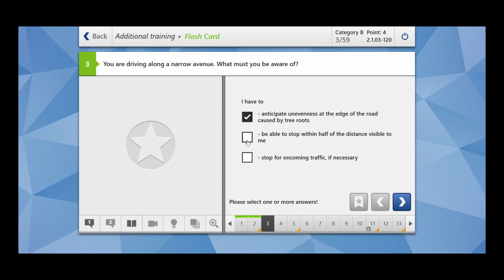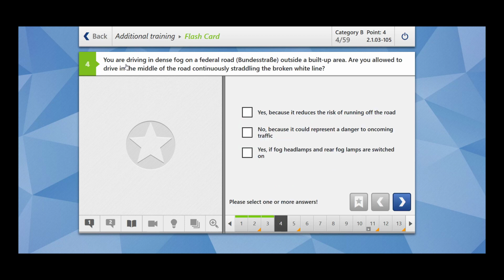I have to be able to stop within half of the distance visible to me. This is also important. If the road is good, you have to stop within the distance visible to you. But if the road is narrow, then you have to stop within half of the distance visible to you. I have to stop for oncoming traffic if necessary. If the road is narrow, then you have to stop for oncoming traffic also. All the options are the correct ones. Our answer is correct. Moving towards the next.